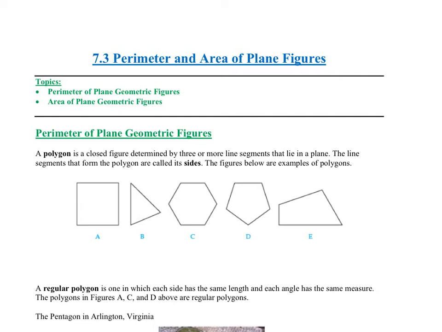It says a polygon. A polygon is a figure determined by three or more line segments that lie in a plane. The line segments that form a polygon are called its sides. The figures below are all examples of polygons. So you might know these shapes as something else. For instance, this first one looks like a square or rectangle. The second one's a triangle. You might know some of the shapes of these other ones, but all of these are called polygons. As long as it has three or more sides and it encloses a shape, that's called a polygon.